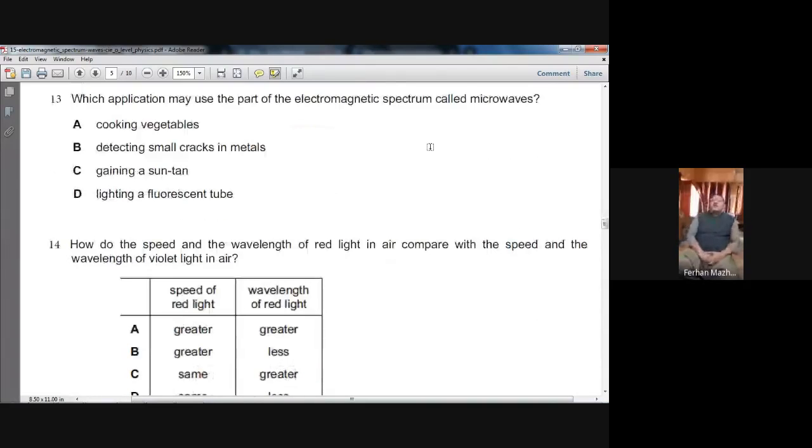Which application may use the part of the electromagnetic spectrum called microwaves? Microwaves are used in microwave ovens and for satellite television. So, cooking vegetables. That's right. You understand?